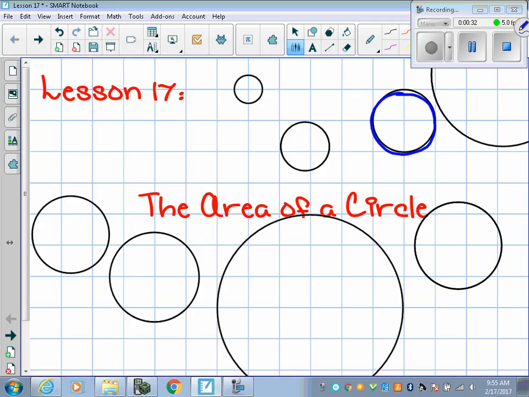So this one looks like it has an area of 4 square units because of the fact that there are 4 boxes. However, some of the boxes are on the outside of that circle, so therefore it would be less than that. So we're going to talk about how to find the area.